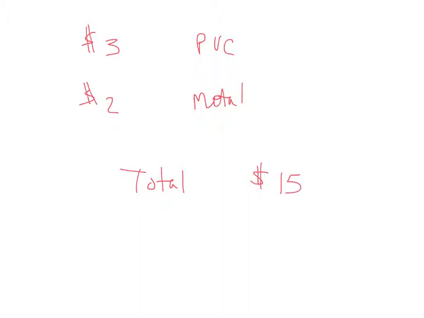If I wanted to write an equation that represents this, which you're going to have to do, you need to solve these algebraically and then come up with all the possibilities of the numbers of PVC and metal pipes you could have sold for this to happen. What would that equation look like? What would that equation look like? Ben? 3x plus 2y equals 15.